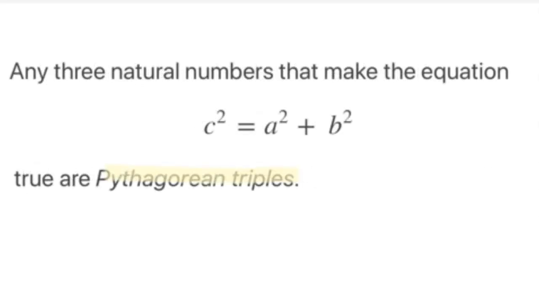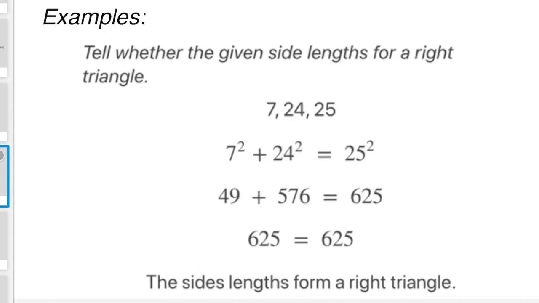This slide has a vocabulary word on it. Any three natural numbers that we can plug into the Pythagorean theorem, a squared plus b squared equals c squared, that make the equation true are called Pythagorean triples. Pause the video and take a minute and copy this definition into your notes. So let's look at two examples together.